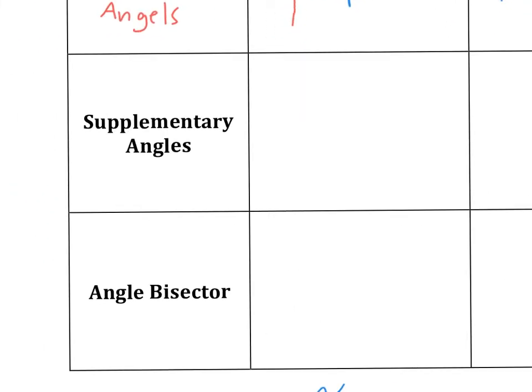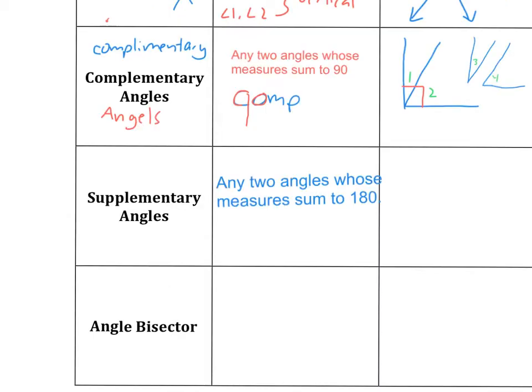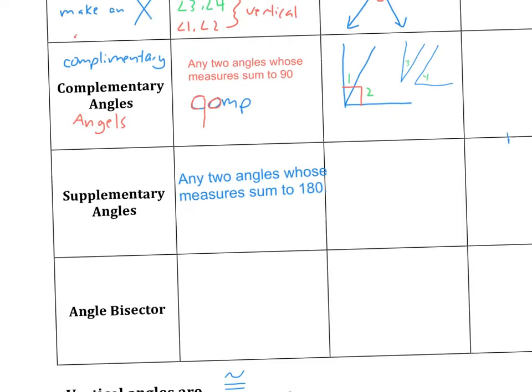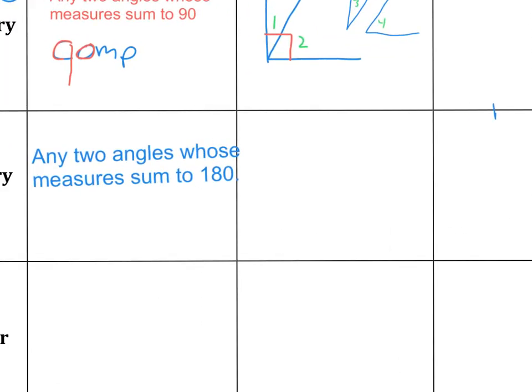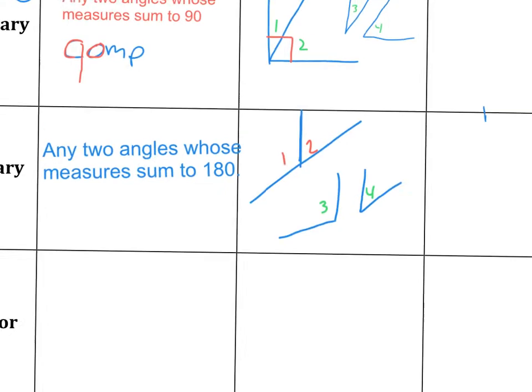Supplementary angles are any two angles whose measures sum to 180. Again, they could be next to each other, but they don't have to be. So if I were to draw this scenario here, where I have a straight line and then something coming off it, well, look, angles 1 and 2 are supplementary. But again, like I said, one could be in China, one could be on the moon. And in this case, as long as they add up to 180, angles 3 and 4 are also supplementary. They don't have to be one obtuse, one acute. They could both be 90.